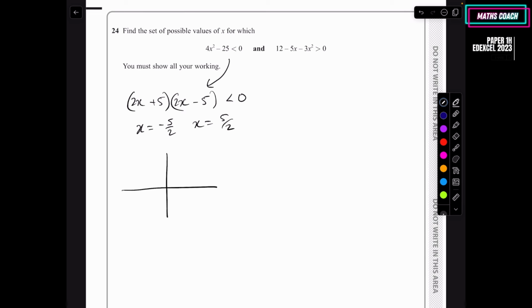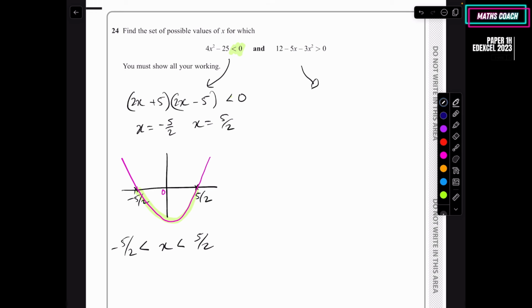If you sketch the graph of this, you've got minus 5 over 2 on this side and positive 5 over 2 on this side. It's going to be a happy graph, a smiley quadratic like that. We are looking for where y is less than 0. So y is less than 0 right here. So the range is x is less than 5 over 2 and greater than minus 5 over 2. Okay, we'll come back to that.